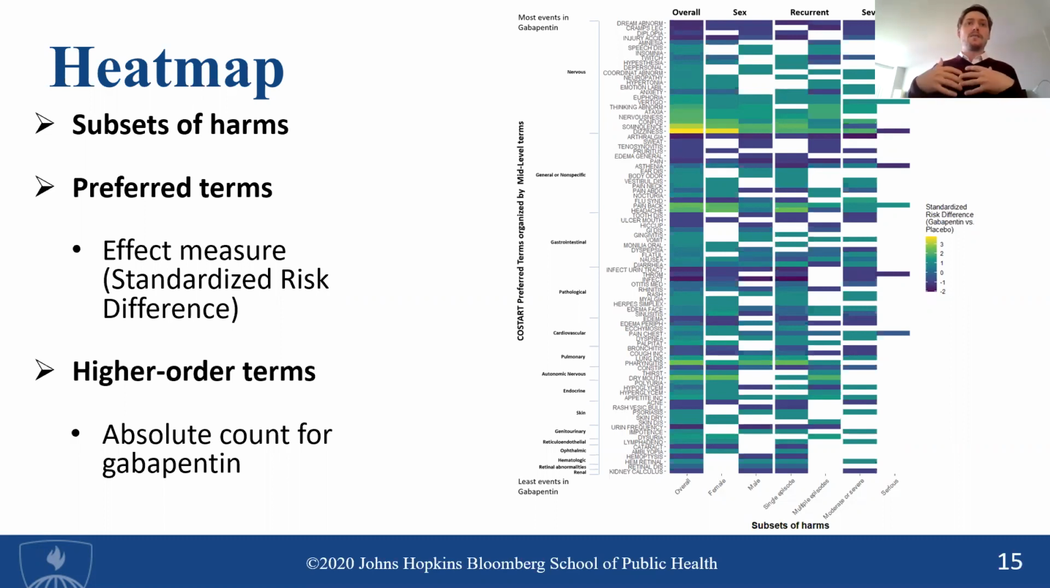The preferred terms are ordered by their intensity and their standardized effect, and the mid-level systems are also ordered by absolute count. So at the top, you have the body system with the most occurrences in gabapentin. At the bottom, you have the least number of occurrences in gabapentin.